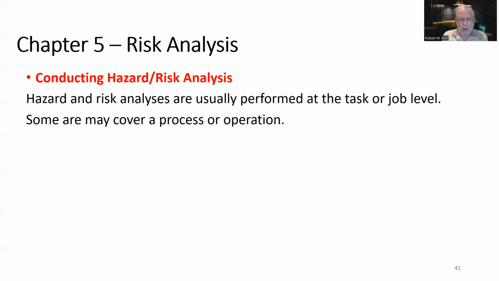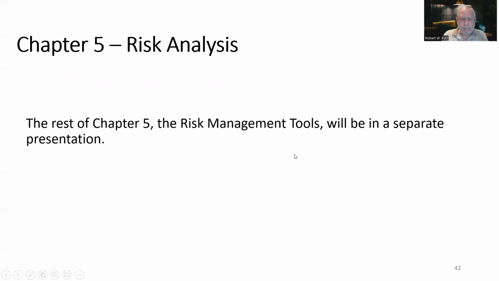Hazard and risk analyses are usually performed at the task or job level. Some may cover a process or operation, but usually you want to do this at one particular job or task. Could you cover an entire process? Yeah, you could, but it gets pretty complex. Usually it's just one operation, one piece of equipment.